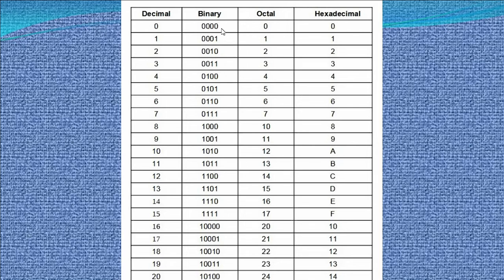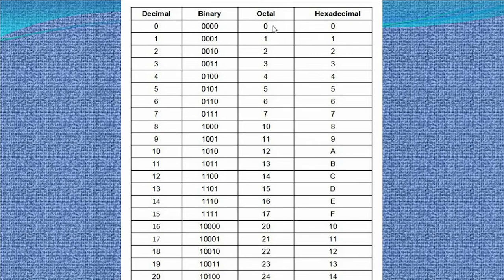Similarly, when we go to the third digit from the right-hand side, we see there are four zeros, then four ones, then four zeros, then four ones. And then when we go to the fourth digit from the right side, we see that there are eight zeros, and then there are eight ones. So this is exactly how we write down and memorize the binary number system.